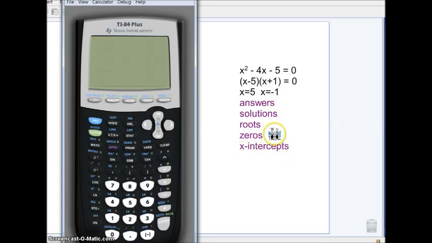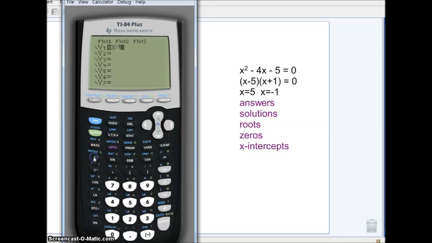Now I'm going to sit a little bit longer and explain a little bit more about the last term, x-intercept. Why are they called x-intercepts? Well, that will help if we graph them, and let's try to do that. So first of all, turn on your calculator, and I am already there. Go to the y equals screen. We're going to enter x squared minus 4x minus 5.